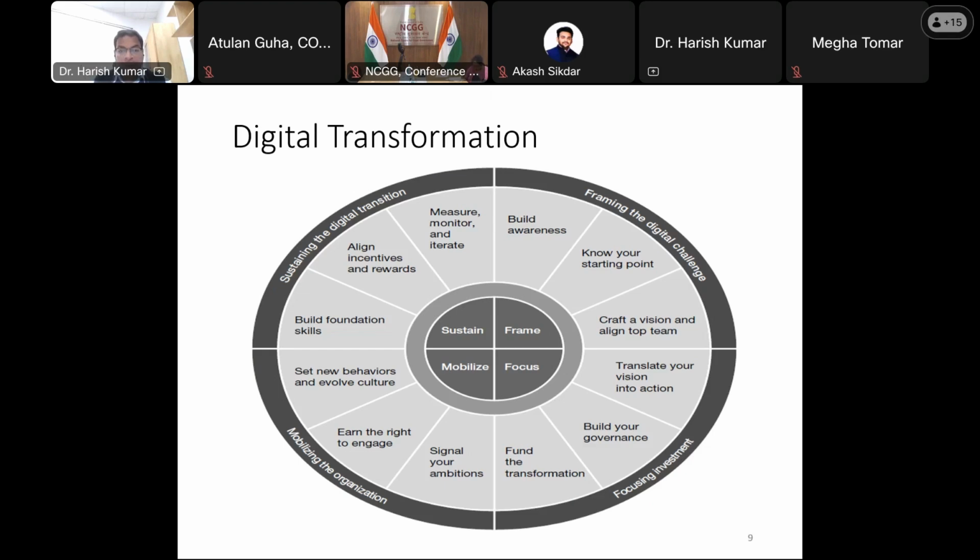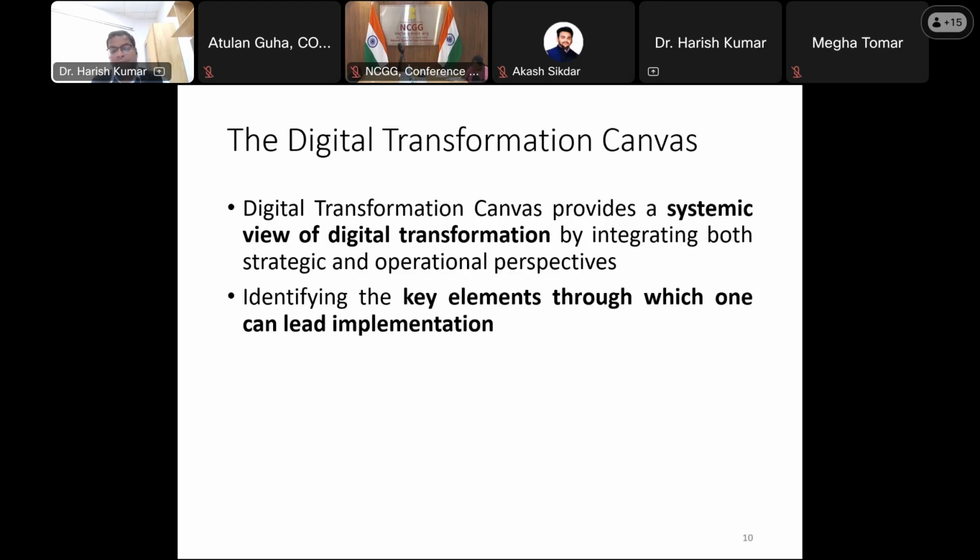Now, if we talk about this, let's say Canvas. What is the meaning of this? Let's say we have decided to develop a project on digital transformation in governance. So how we are going to start and how we are going to proceed based on this exercise and other things. So there is a digital transformation canvas that gives a systematic view of the digital transformation.